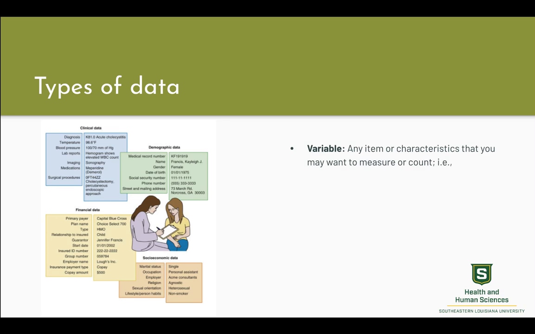One of the terms you're going to hear a lot with data is variable. With a variable, we are looking at an item or characteristic that you may want to measure. An example would be the patient's weight, the patient's blood glucose level, or the patient's sex. Those become items that you want to measure.